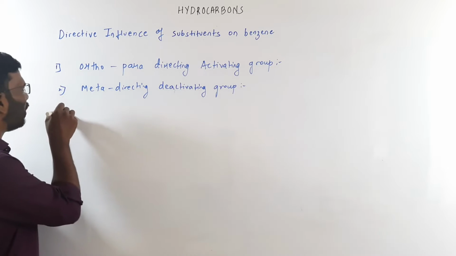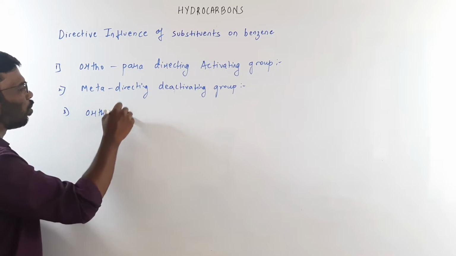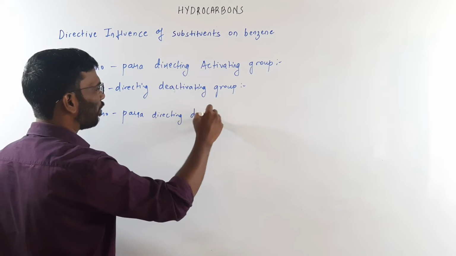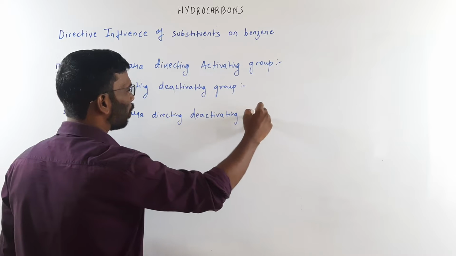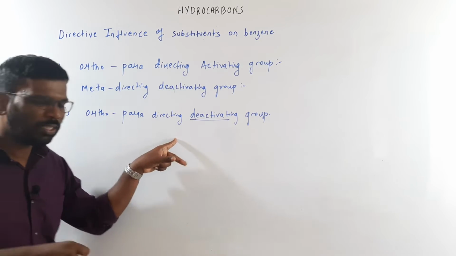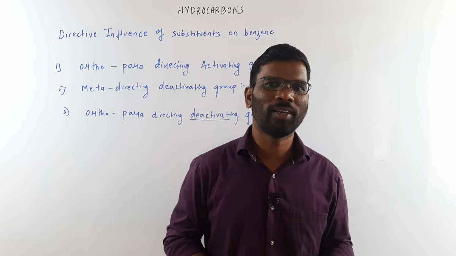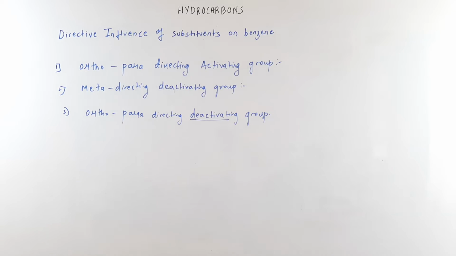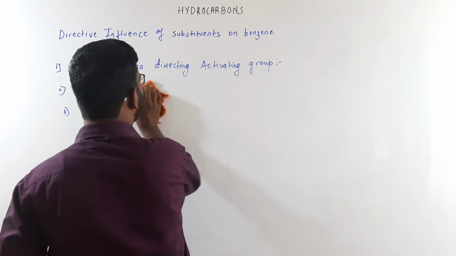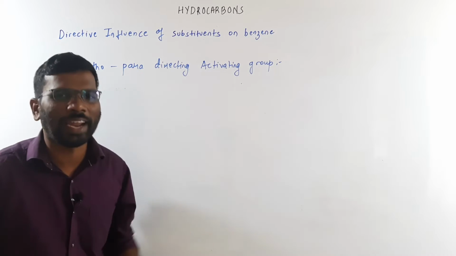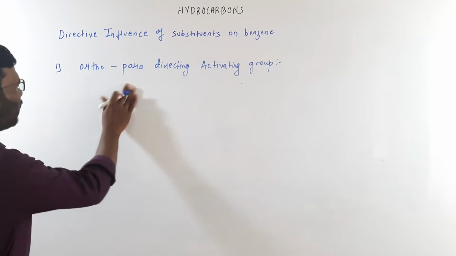And there is a third category I will mention, that is ortho-para directing, deactivating. The incoming electrophile will go to ortho and para, but it is deactivating. Okay, it is going to pull the electrons out of the ring. It is going to make the ring electron deficient. So let's go ahead with this. Let us understand the first thing, that is ortho-para directing activating groups.